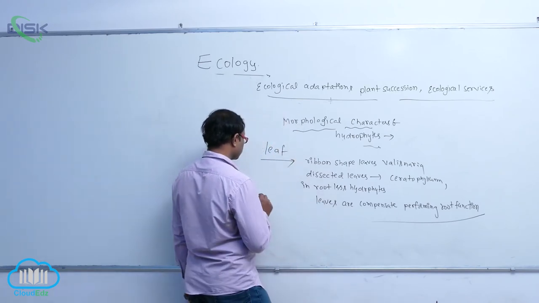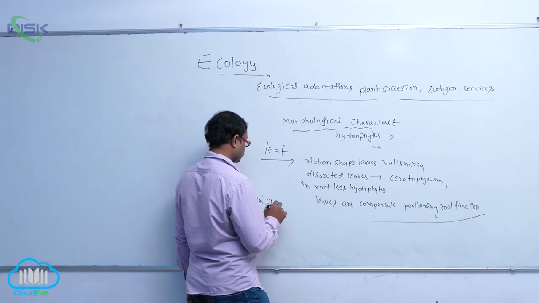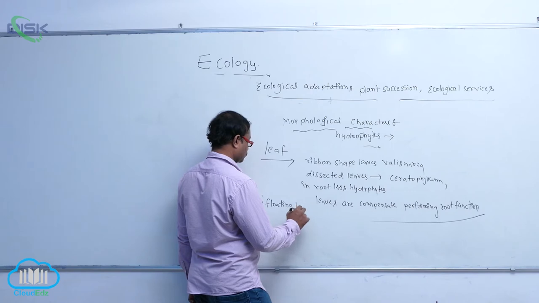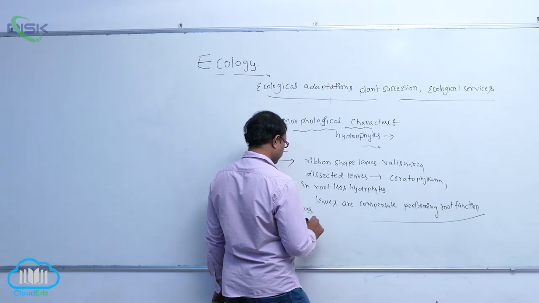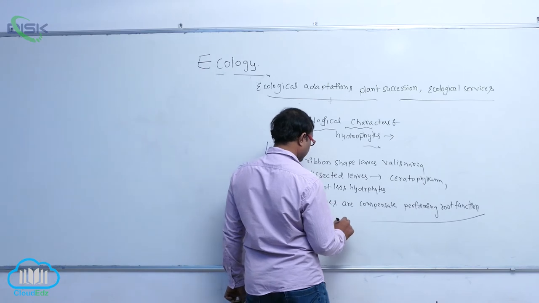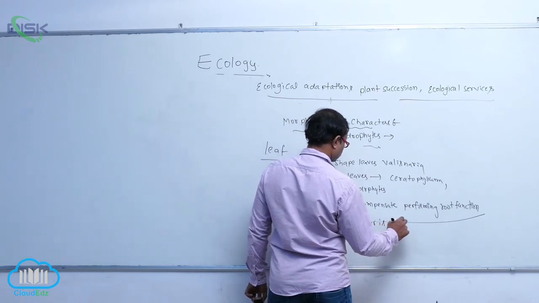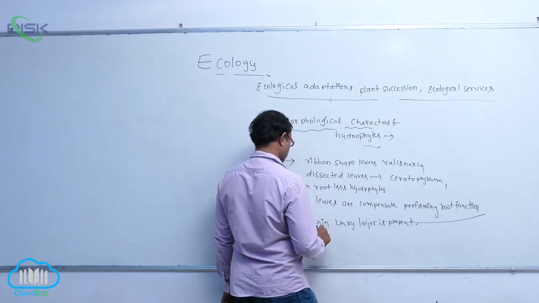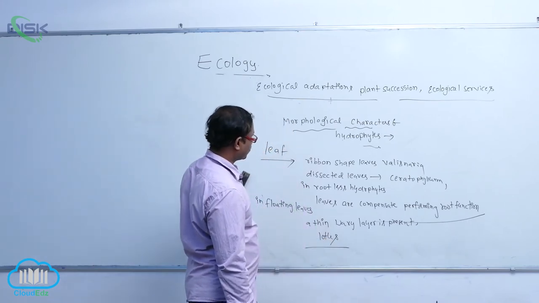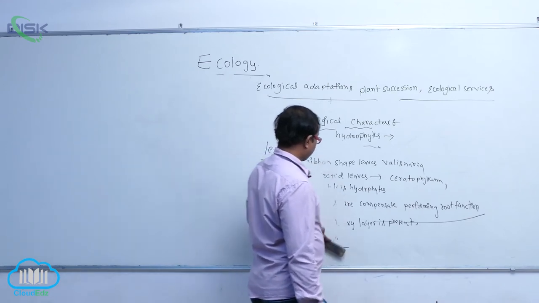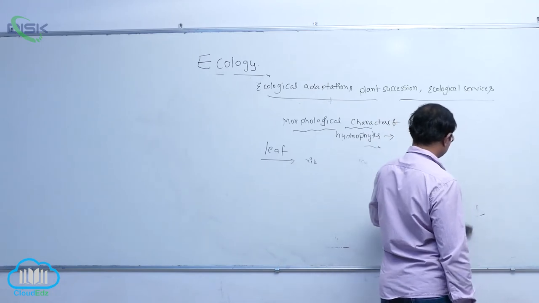For example, in some floating leaves, a thin waxy layer is present. For example, lotus. Okay, so that is known as the leaf character. These are the morphological characters.